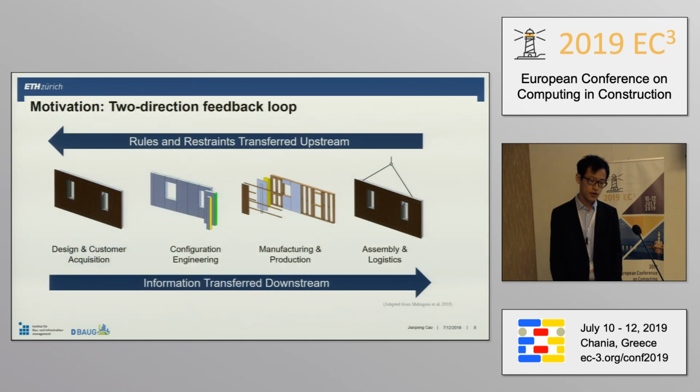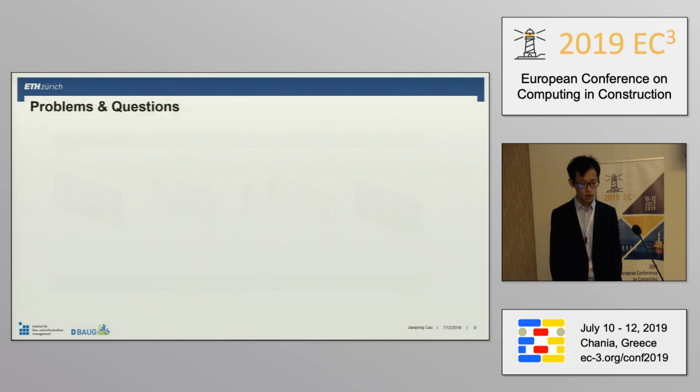And the second motivation is a 2-direction feedback loop. In the past, information could only be transferred downstream in one direction, and it might cause the problem that the stakeholders upstream have little knowledge about the feasibility or financial performance of the solutions. So configurators try to solve this problem by embedding the rules and constraints from downstream and transferring them upstream to guide the decision-making process.